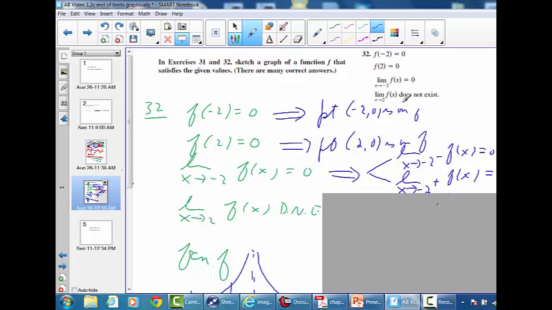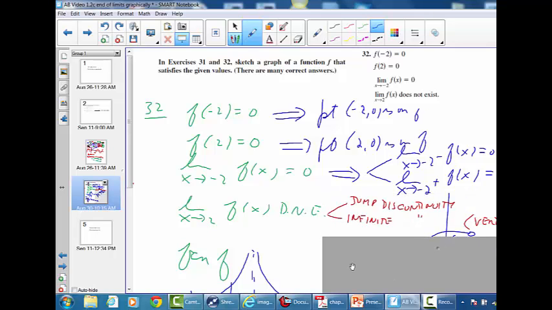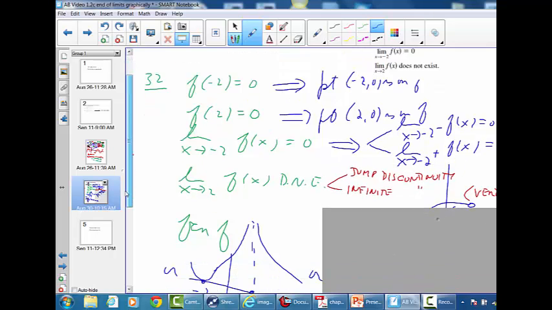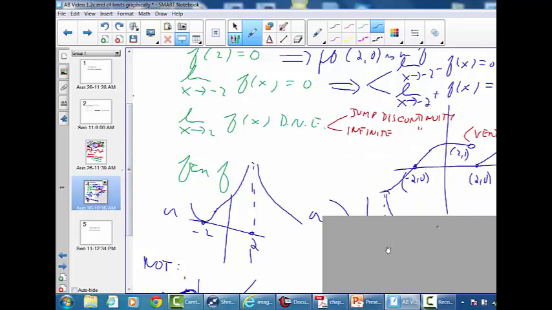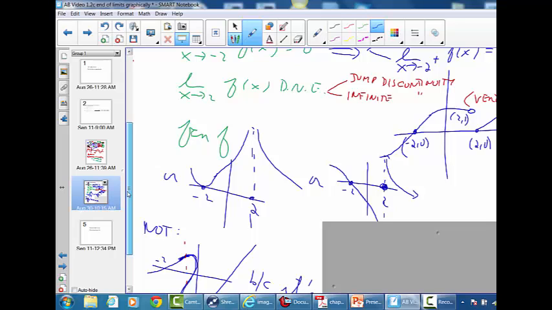Then it goes on to say the limit as x approaches 2 from both sides of f of x does not exist. Well, that could be a few different things. That could be what we call, and we'll talk about that later, a jump discontinuity, like here, where the graph jumps from one height to the next. Or it could be an infinite discontinuity, which means there could be a vertical asymptote there. And as you can see, the limit from the right would be infinity, limit from the left would be negative infinity. So some of the possible graphs could be all of these different graphs.